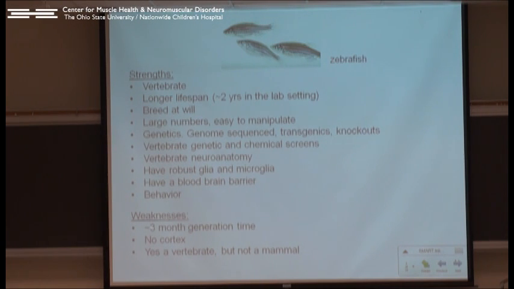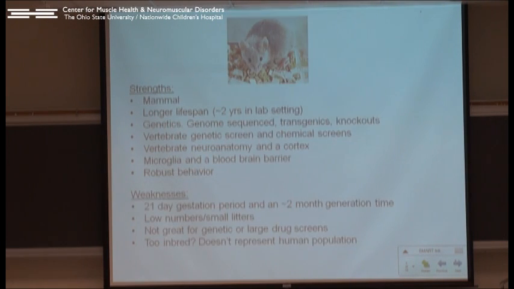Weaknesses: the generation time is longer, a 3-month generation time, so again, you have to plan that into your experiments. They don't have a cortex. They're a vertebrate, but they're not mammals. So then of course you move into the mouse model, and also I guess you could say the rat models. Most people still use mouse.